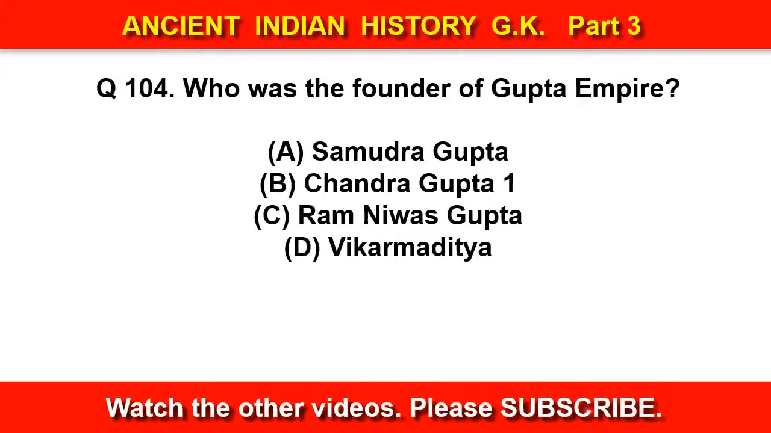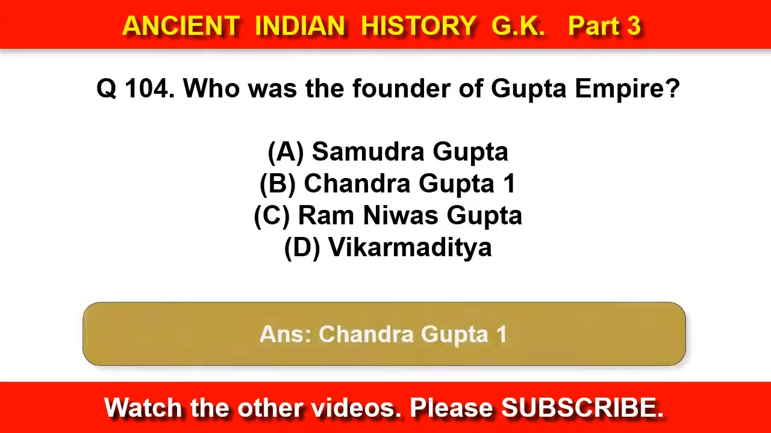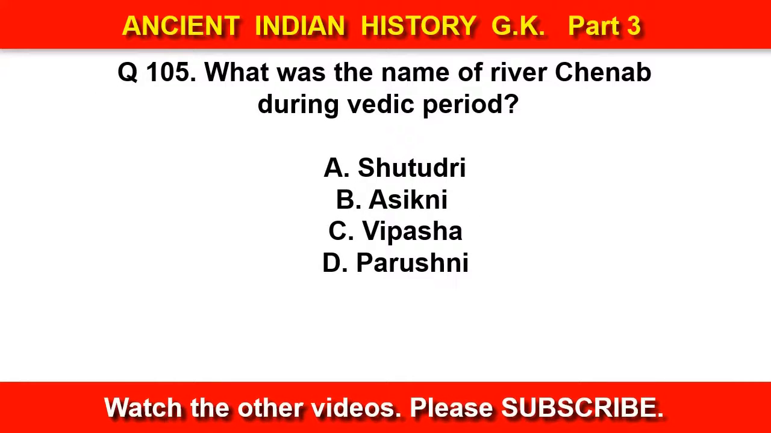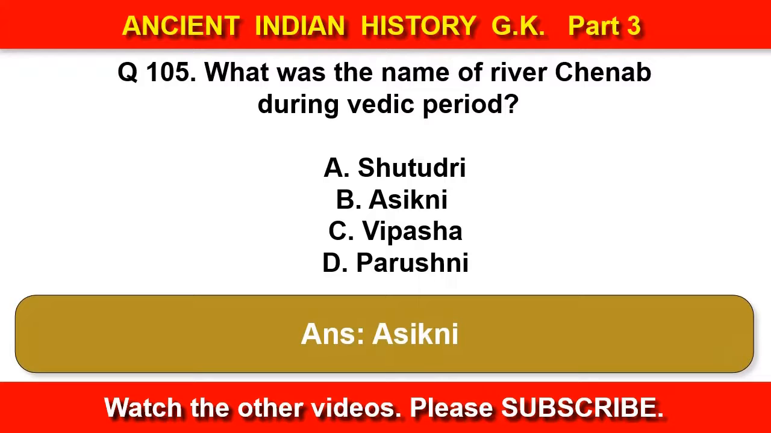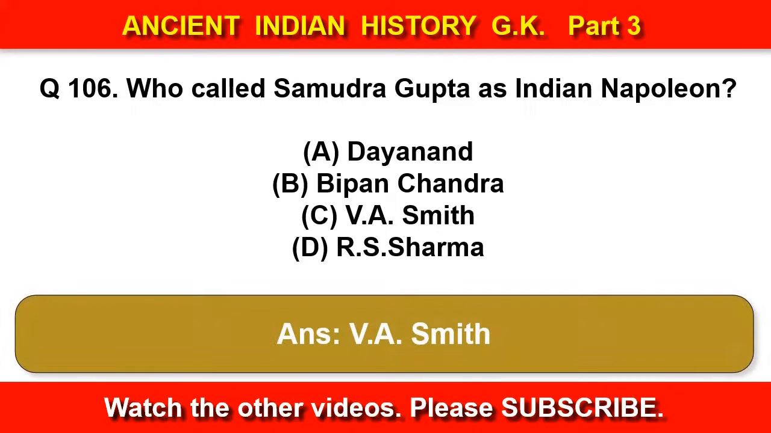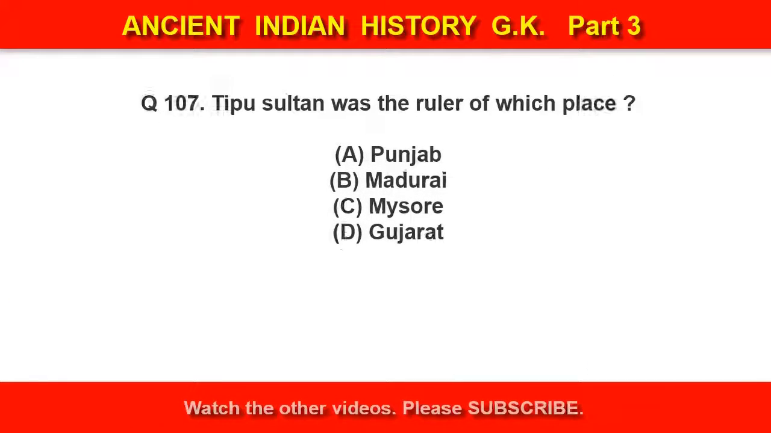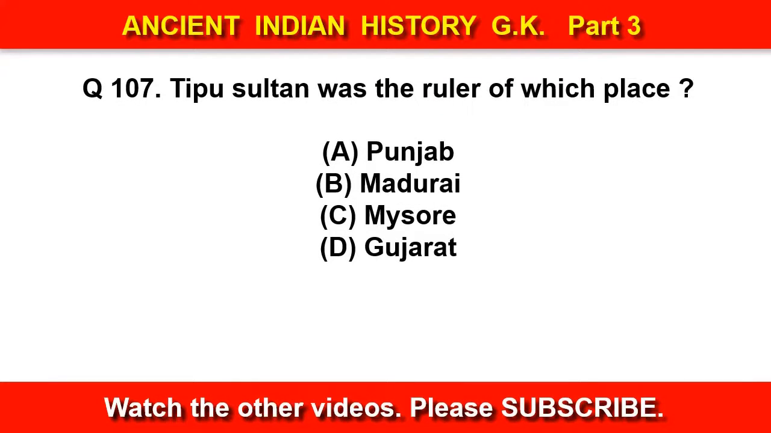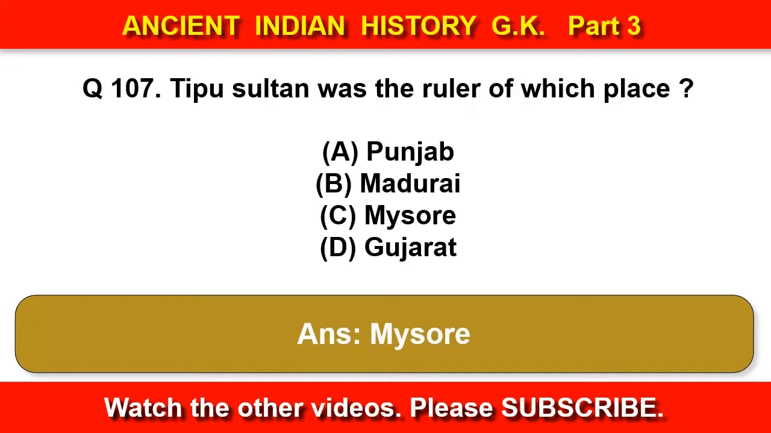Who was the founder of Gupta Empire? Chandragupta I. What was the name of River Chenab during Vedic period? Asekni. Who called Samudragupta as Indian Napoleon? V. A. Smith. Tipu Sultan was the ruler of which place? Mysore.